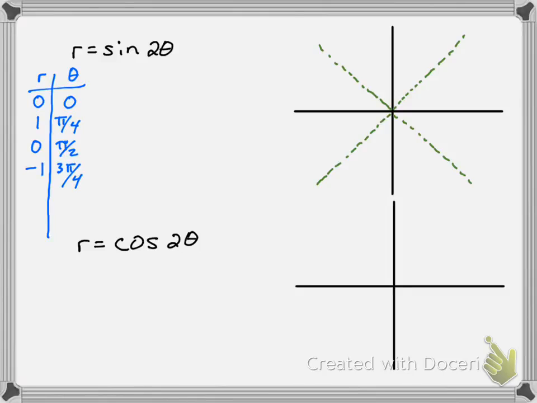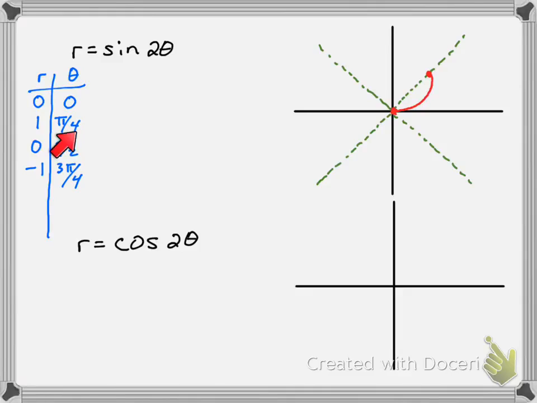Let's just go ahead and plot some of these points and get a picture of what our graph looks like. So we have 0, 0. Then we have pi over 4, 1. So the rotation for pi over 4 is right here. And the radius is 1. So I'm just going to put a point out here and call that unit 1. And so the rotation, the graph is going to go from here to here.